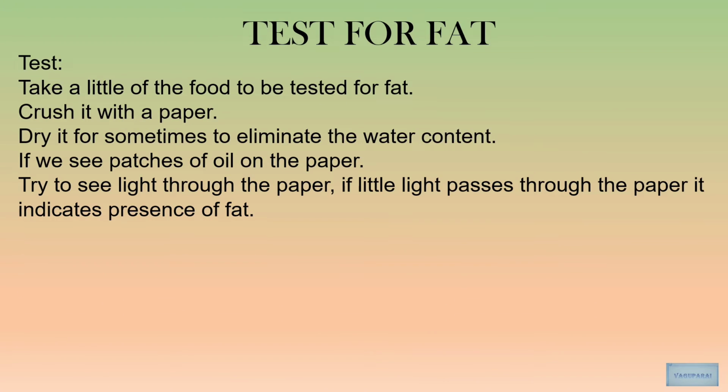We know how to test food for carbohydrates and protein. Now we have to test for fat. Take the food item and crush it with a paper. Now, when you open the paper and see oil patches, that means the food contains oil. Sometimes the food may contain water also, so dry the paper for some time and then watch for oil patches. This shows the presence of oil.